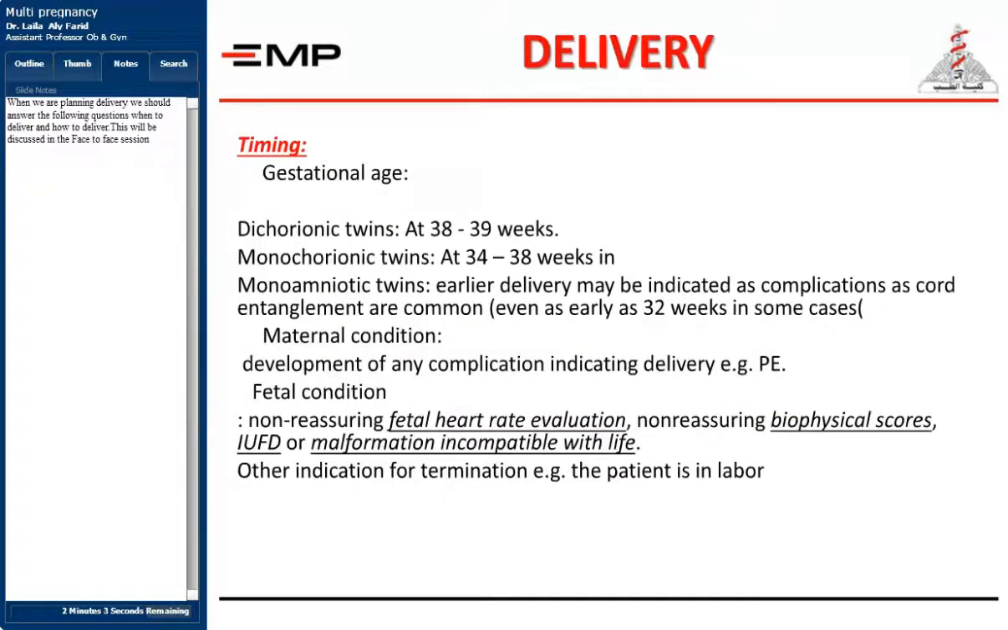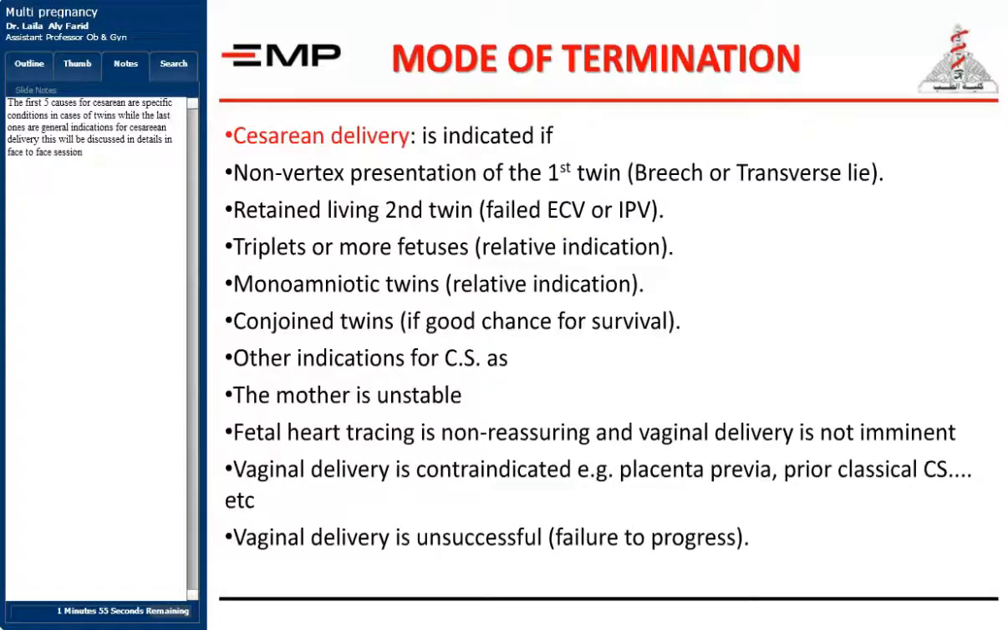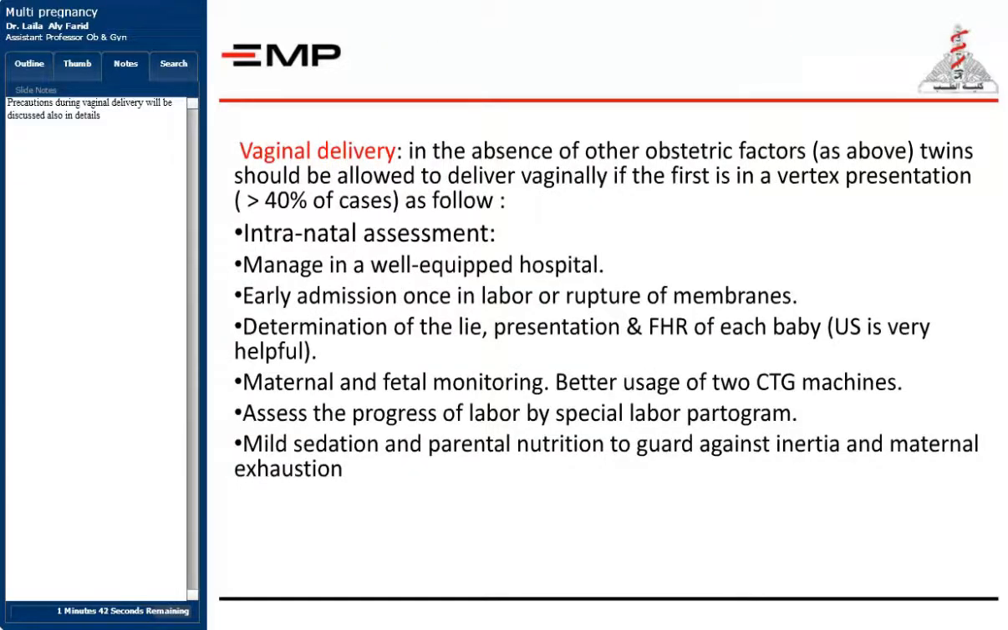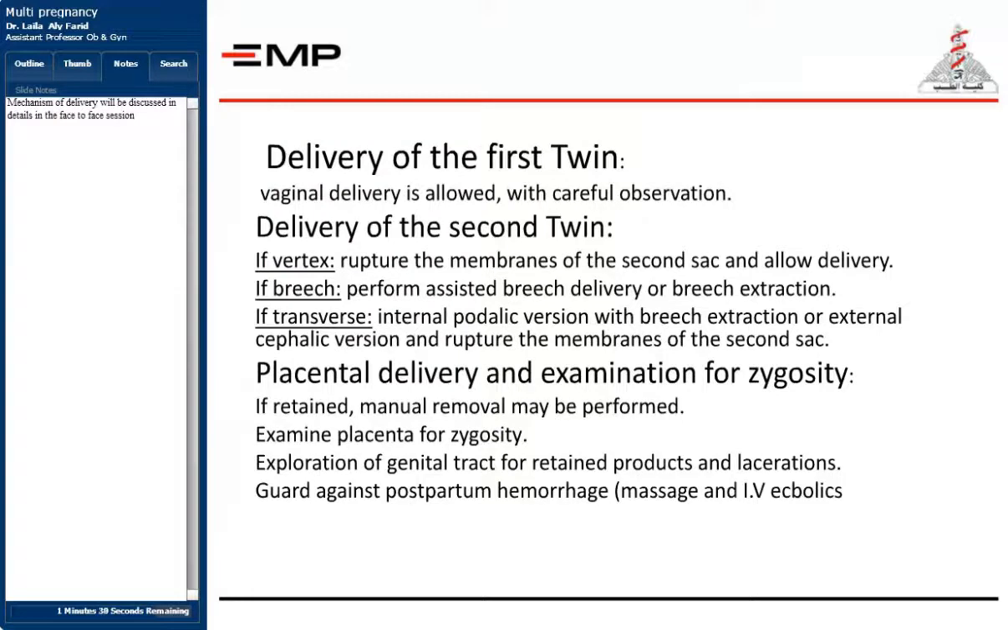When we are planning delivery, we should answer the following questions: when to deliver and how to deliver. This will be discussed in the face-to-face session. The first 5 causes for cesarean are specific conditions in cases of twins, while the last ones are general indications for cesarean delivery. This will be discussed in detail in the face-to-face session. Precautions during vaginal delivery and the mechanism of delivery will also be discussed in detail.